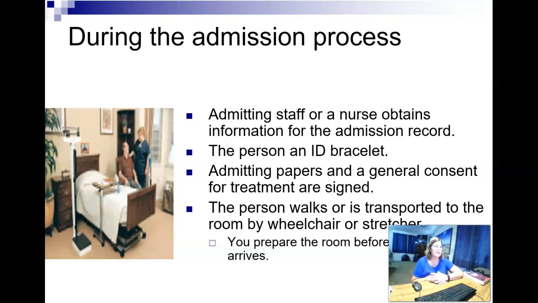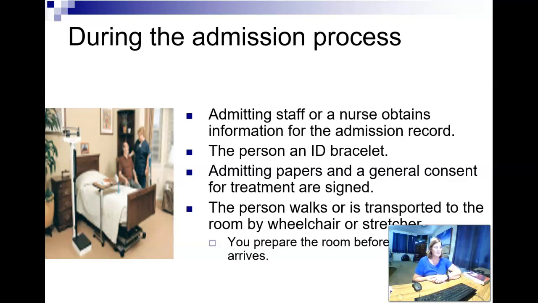During the admission process, admitting staff or a nurse is going to obtain that information for the admission record, and that person is given that ID bracelet. Now, at some facilities that we go to, we've mentioned that some of the residents don't like to wear the ID bracelets. Again, this is their home, and so if they aren't going to leave an ID bracelet on, what they do on admission is they take a picture of the person and put it in the corner of the chart, so that people can always go to the chart and verify that they have the right person with that picture. Admitting papers and a general consent for treatment, that the person is agreeing to treatment, are signed by the person, and then the person walks or is transported to their room by a wheelchair or a stretcher.